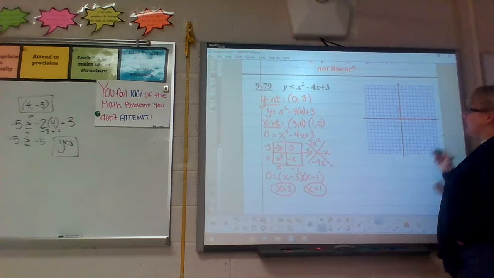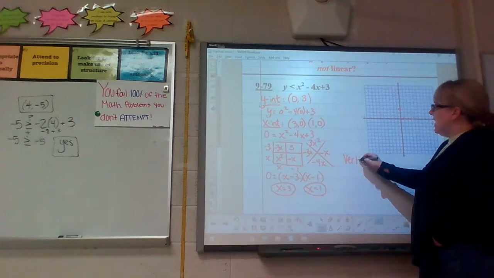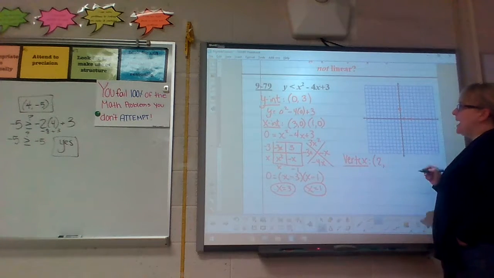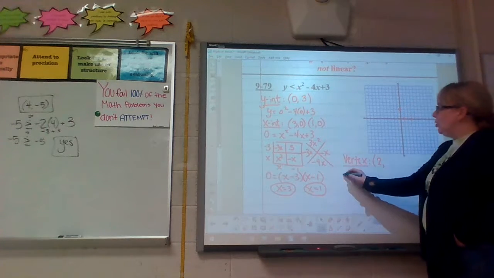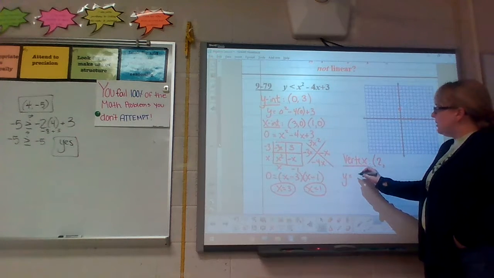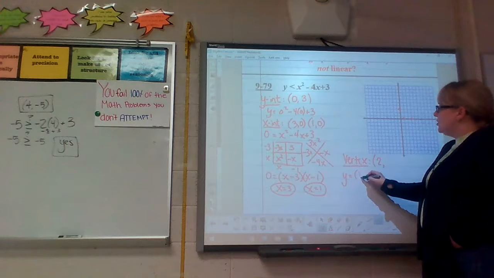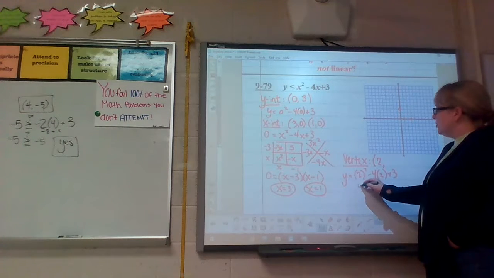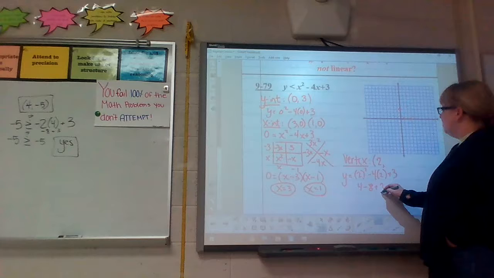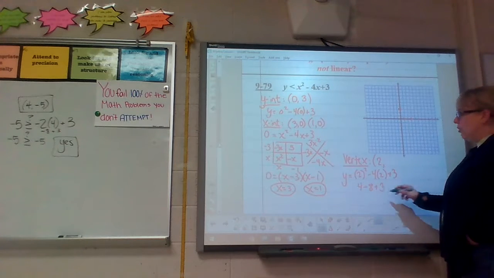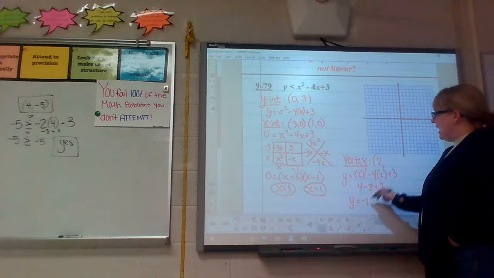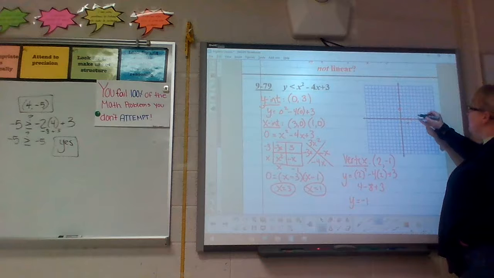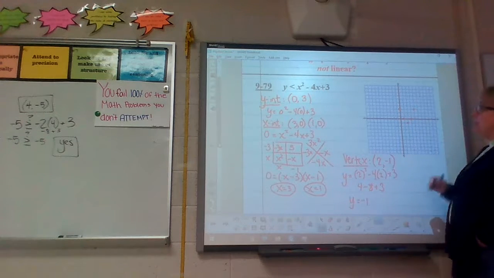1, 2, 3. The vertex is always halfway in between the x's. Halfway between 1 and 3 is 2. So I know the x of my vertex is going to be 2. I can plug 2 in for x in my equation to find the vertex. So I'd have 2 squared minus 4 times 2 plus 3. So this is 4 minus 8 plus 3. 4 minus 8 is negative 4, plus 3 is negative 1. So my vertex is the point (2, -1). So that is enough for me to graph my boundary.